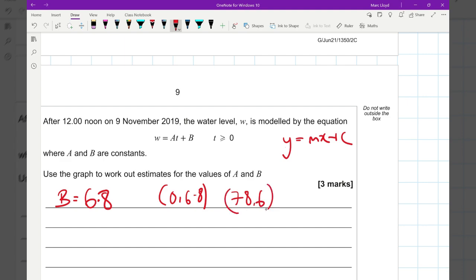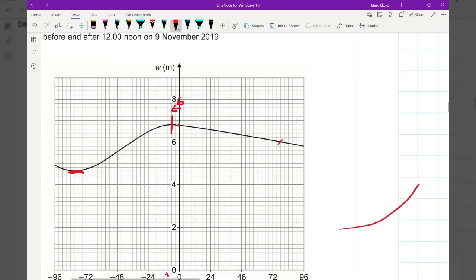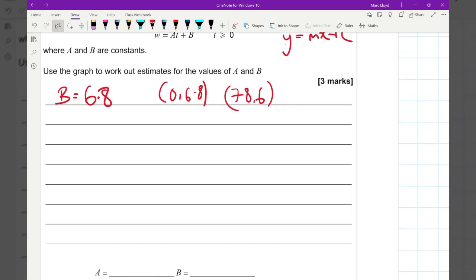I think I said 6. I've got to double check that now. Yep, 6. Right. 8.6 take away 6.8 over 78. I don't think this is the way I did it earlier. I keep getting different ways of doing it. 8.6 take away 6.8 is 1.8 over 78. So do that division now.